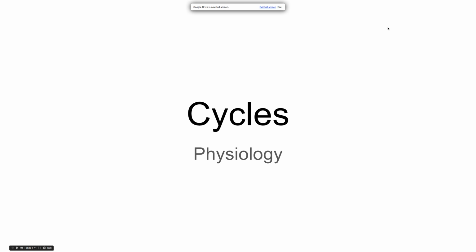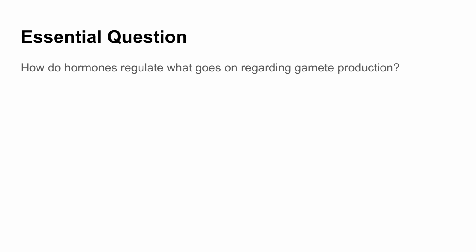Okay, so this is going to deal with cycles in terms of reproductive anatomy and physiology. It's straightforward, but it's confusing at the exact same time. So what we're going to try and look at is, well, how do hormones control everything that's going on in terms of gamete production? And obviously this can be paused and whatever else needs to be done.